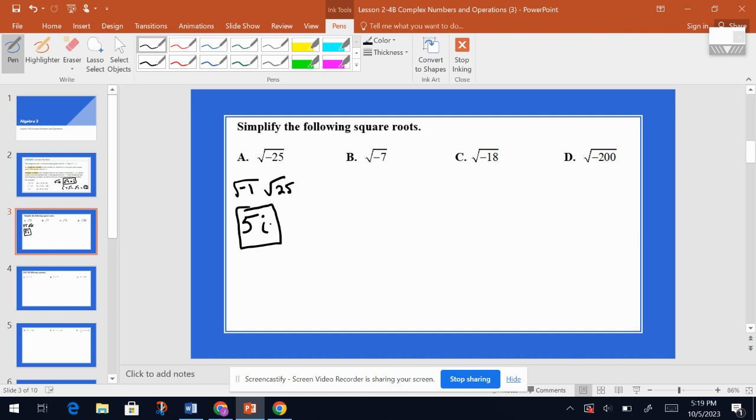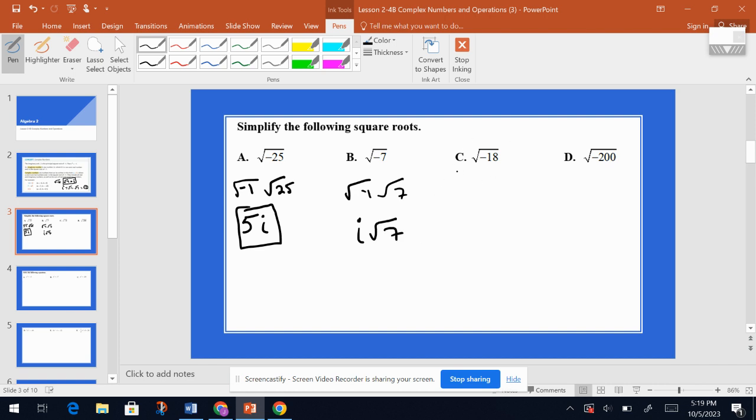Again, you're not going to have a calculator where you can do that. You're going to have to break this up on its own. So anytime you have a negative, you automatically write square root of -1, square root of 7. This will always simplify to an i. So I have i square root of 7.